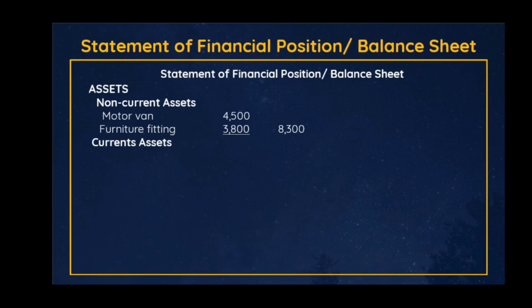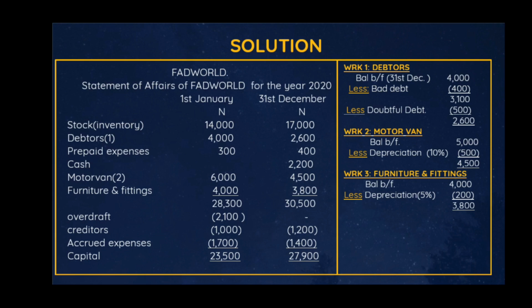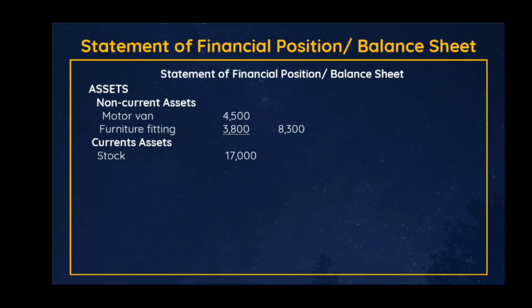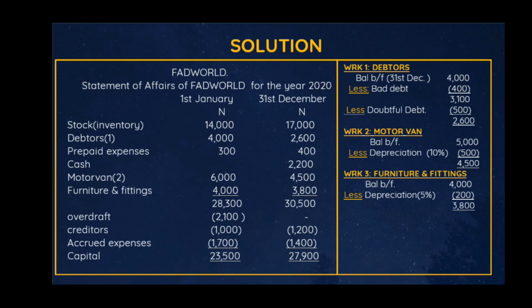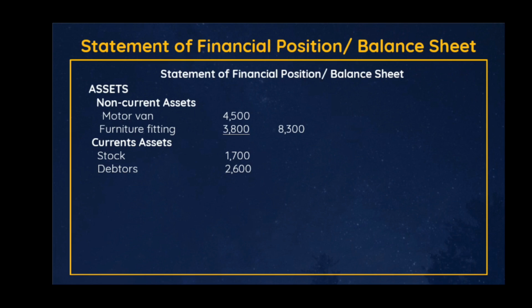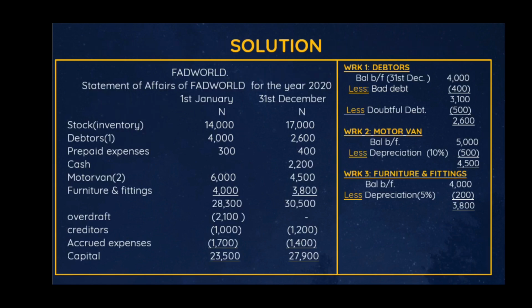Now, current assets. What are the current assets we are having? The current assets here are stock, debtors, prepaid expenses, and cash. Now stock. The value of stock is 17,000 naira. Our debtors here is 2,600 naira. So we put 2,600 naira. Then the next one is cash. What is the value of our cash?